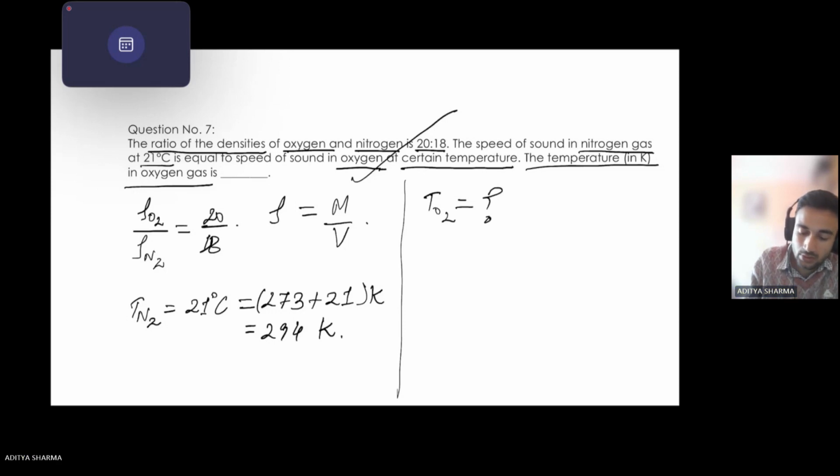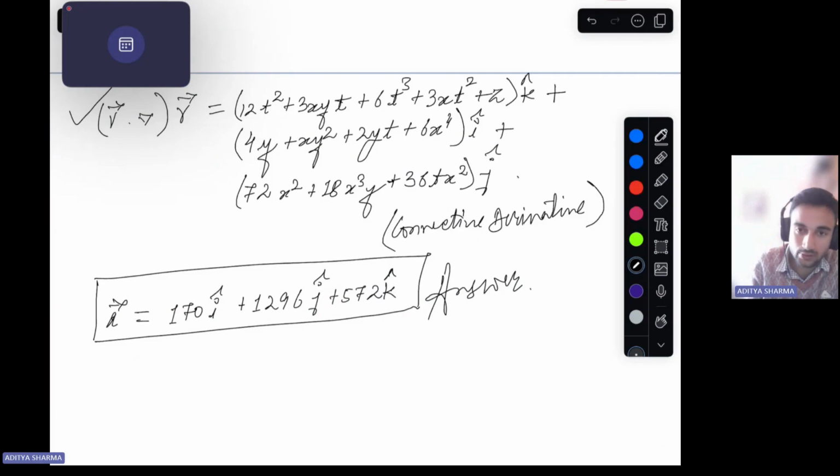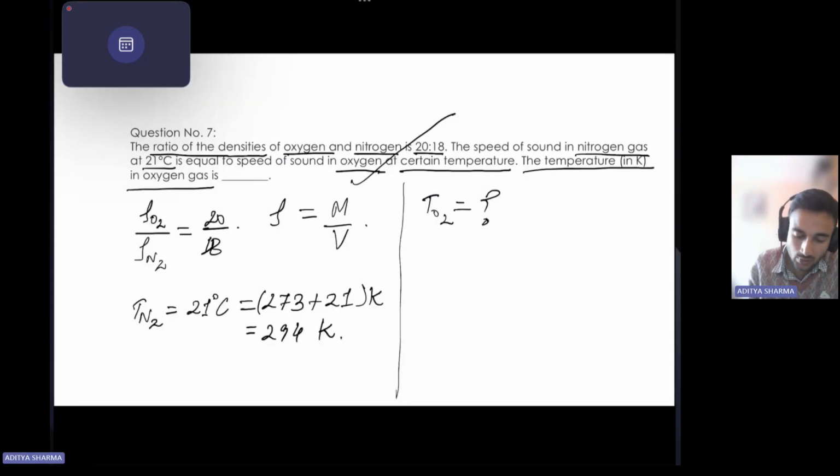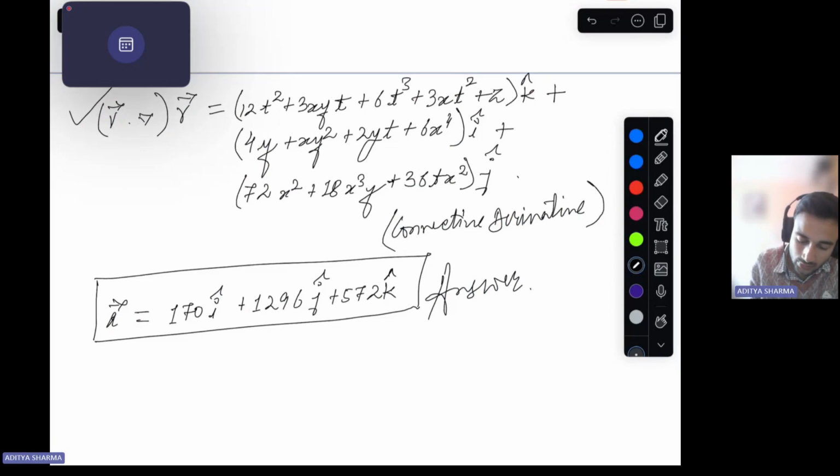Okay. What else? So if we consider the same volumes of nitrogen and oxygen, then what can be deduced is, okay, I believe we should solve this here only. Okay, this was question number, let me check the question number 7. All right, so this is question number 7. All right, its solution.